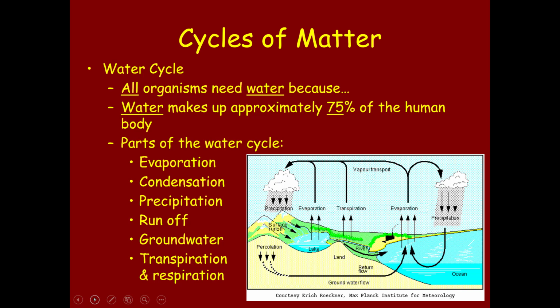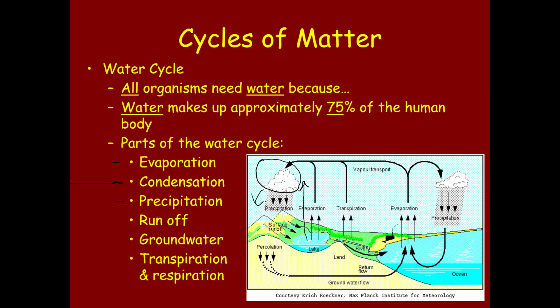Now, some of the different parts of the water cycle. First thing is we have evaporation. Evaporation is when water, from heat, turns into a gas and evaporates into the atmosphere. Condensation is when water turns from a gas into a liquid water droplet. Condensation is actually when it cools down in the atmosphere and forms clouds. Then we have precipitation. Precipitation is how the water falls back from the clouds in the atmosphere to the ground itself.